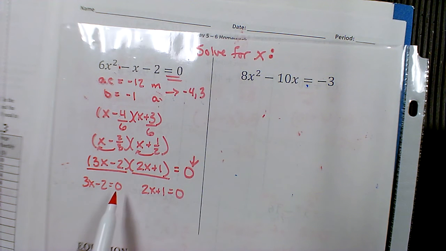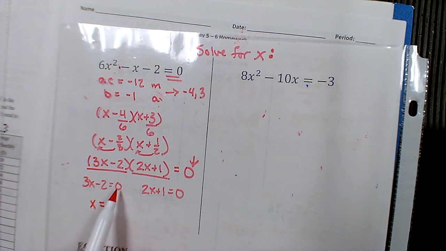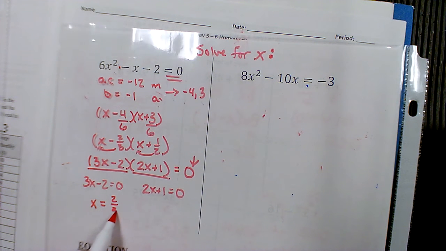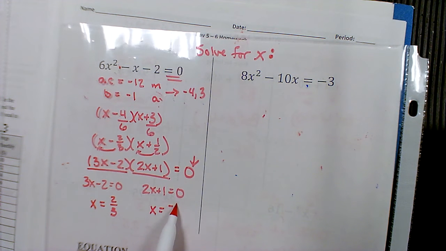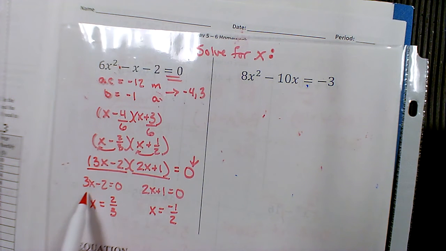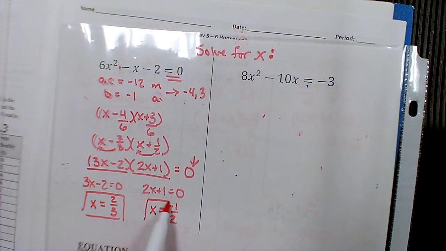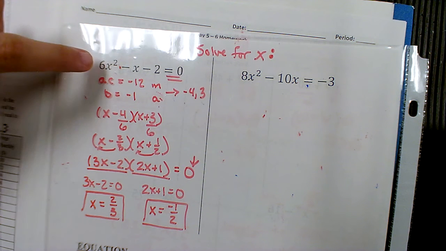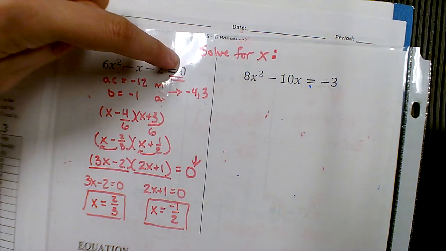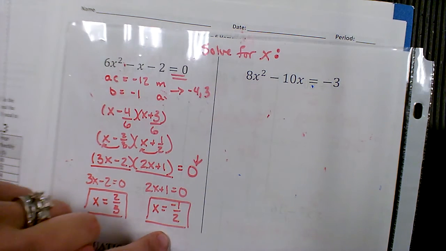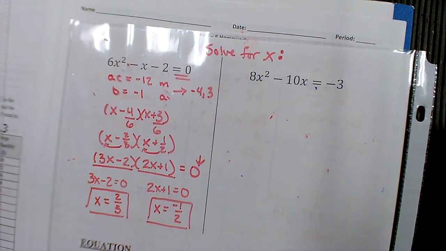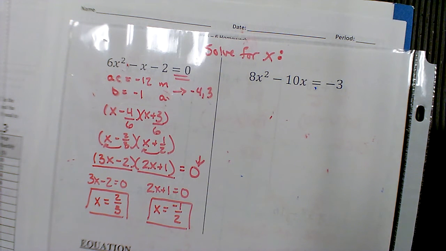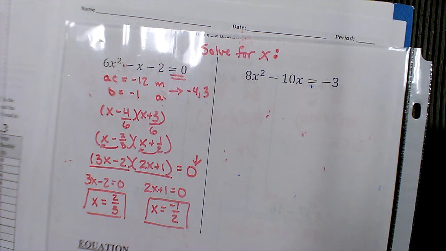So since we have two factors, we should end up with two solutions, two values for x. If we solve the first one, you can add the 2 over and divide the 3. And the second one, you can subtract the 1 and divide the 2. So we have two solutions for this particular equation. If you were to plug in 2/3 into the very beginning, you would get 0. And if you plugged in negative 1/2 into the very beginning, you would also get 0. There's two numbers that actually work. Okay?